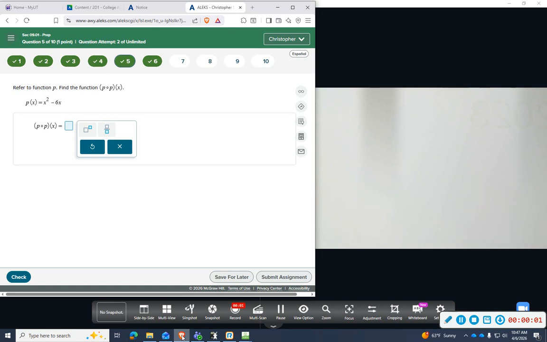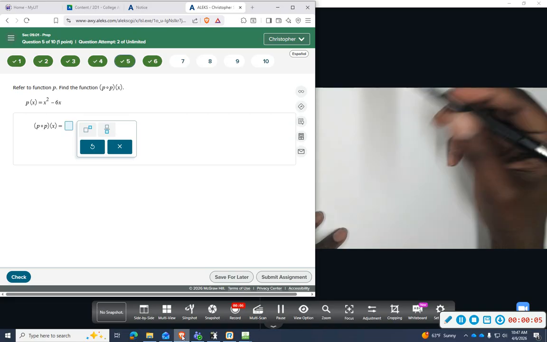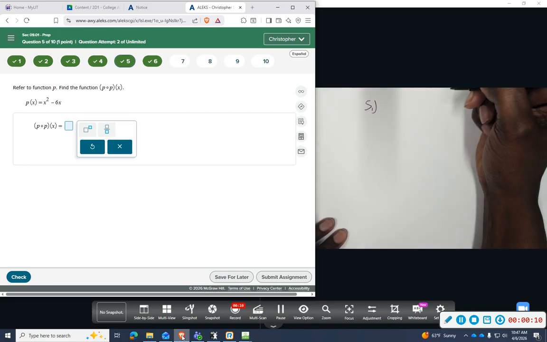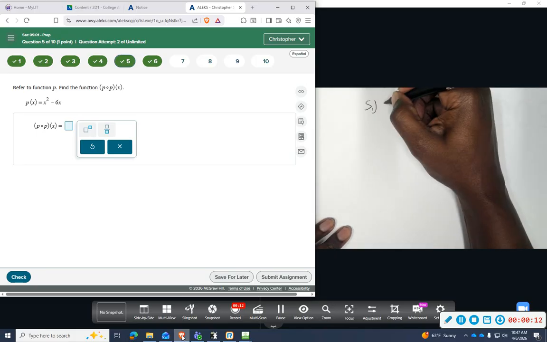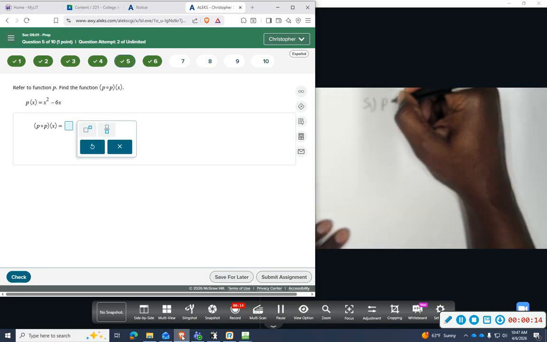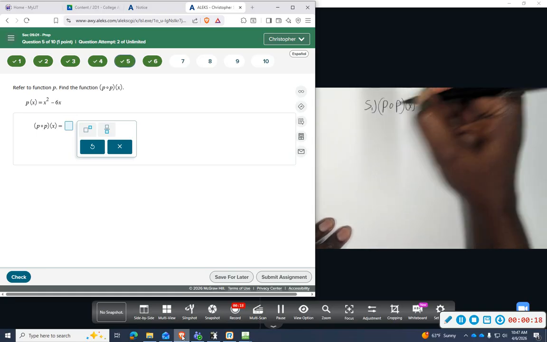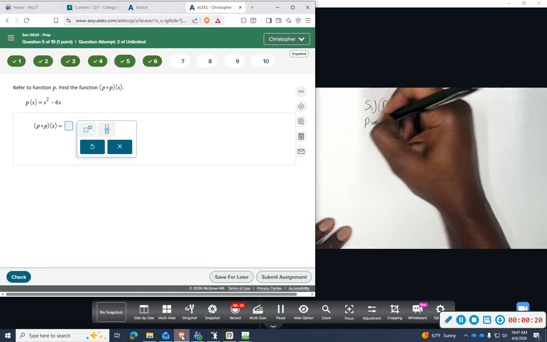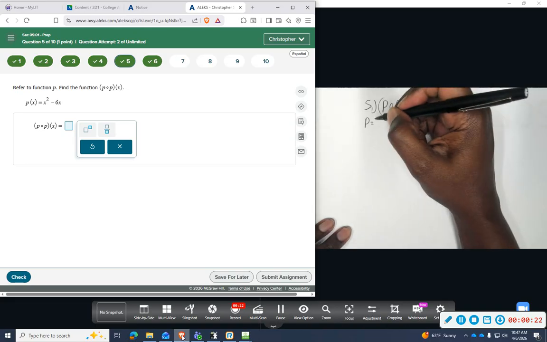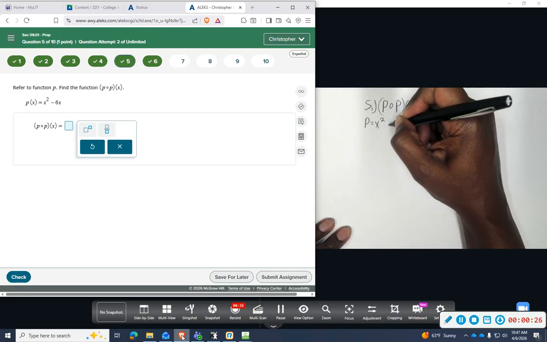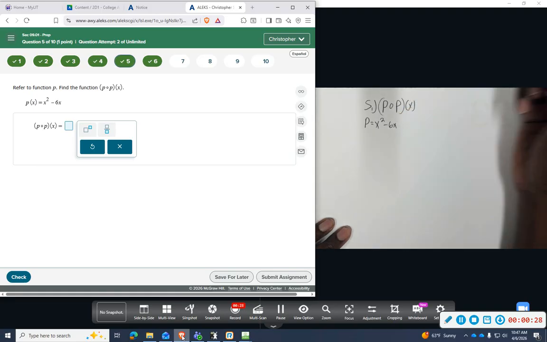All right, question number 5. We are going to find P composed of P. So we're going to compose a function with itself. Now P is given to be x squared minus 6x.